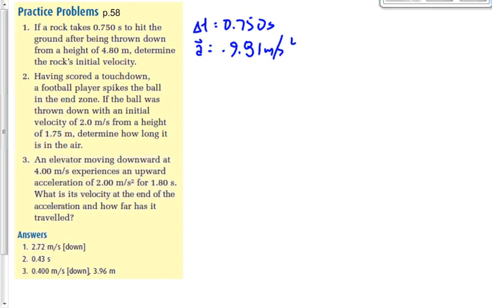Now, the displacement of this rock, here's the one where a lot of people are making mistakes. The displacement of this rock is not 4.80 meters, like I have written down there. What is it? It's negative, because it falls. The rock has fallen 4.8. It ends up 4.8 below where it started. So we've got to make sure that we make that a negative value. We want to determine what VI is.